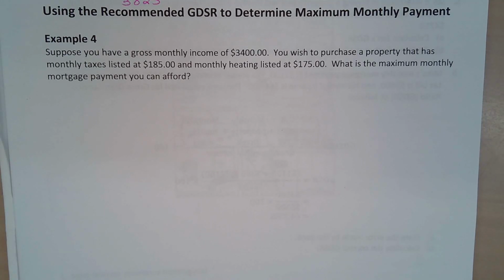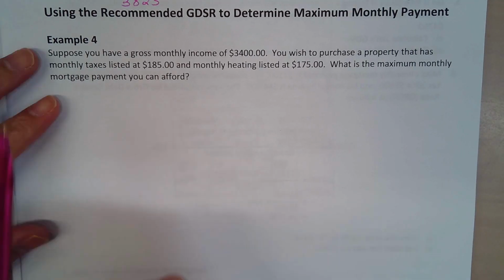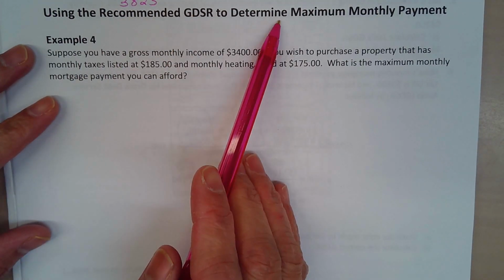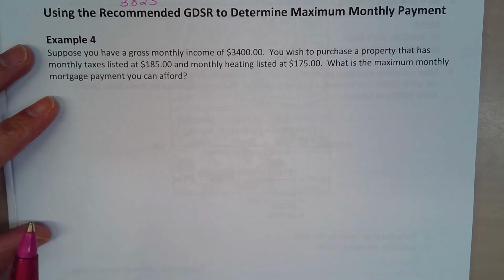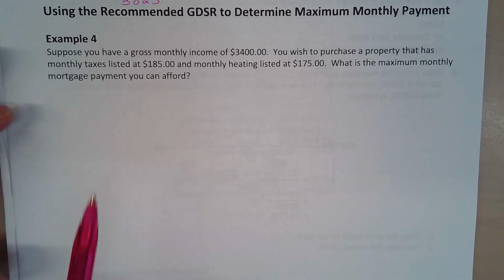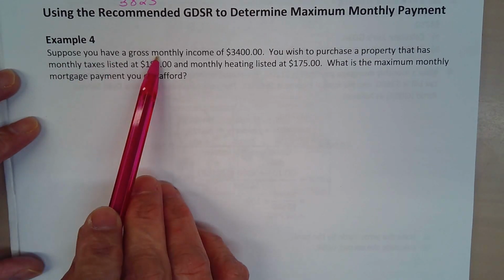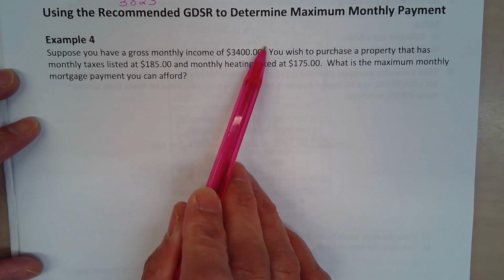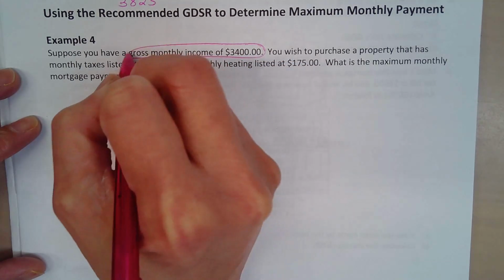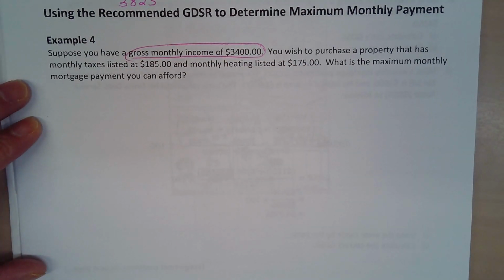Okay, so this is going to be a continuation of the GDSR unit that we talked about yesterday. It says using the recommended GDSR to determine the maximum monthly payment. This is figuring out, well, how much can I really afford? Okay, so suppose you have a gross income of $3,400.